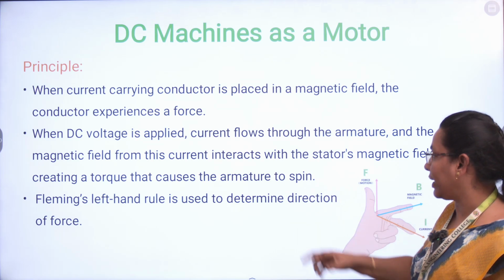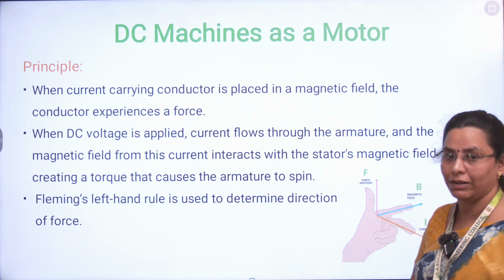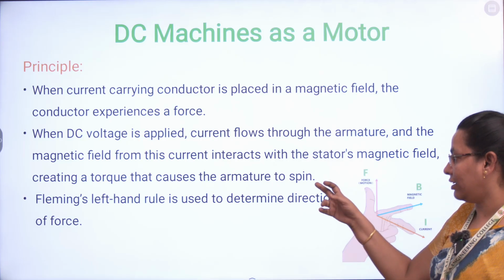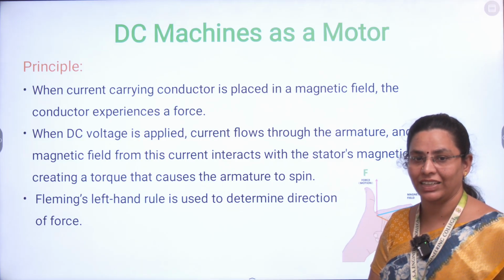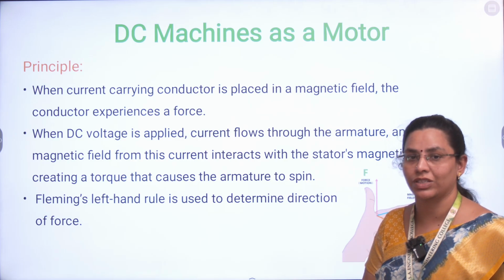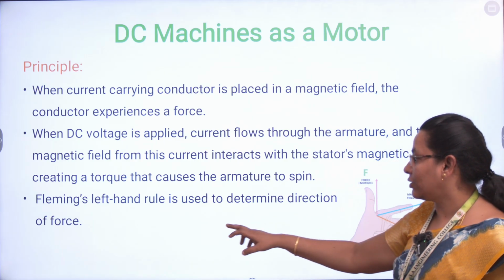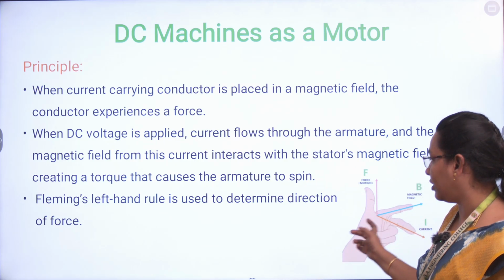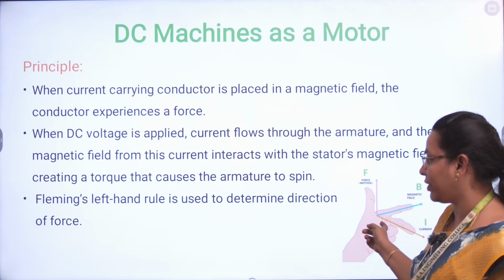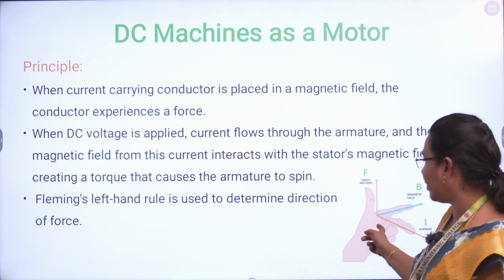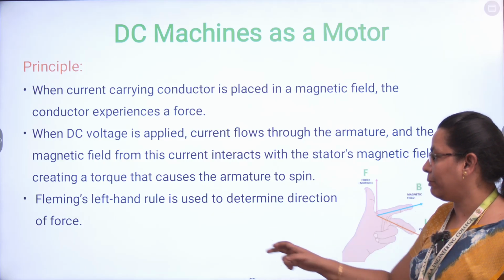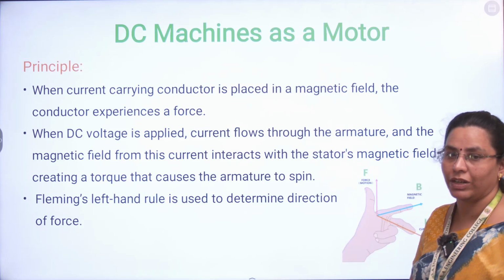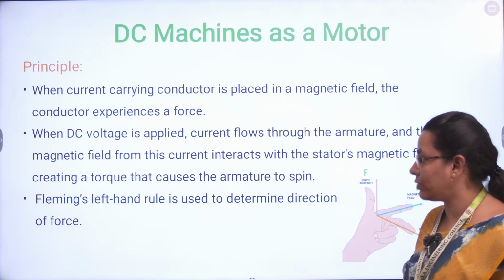When the voltage is applied, current flows through the armature, and the magnetic field from this current interacts with the stator flux. This interaction of stator flux and rotor flux produces the magnetic torque. The direction of force is determined by using Fleming's left hand rule.